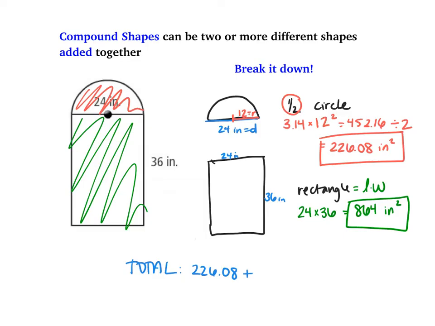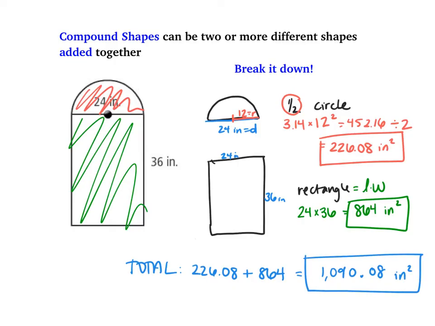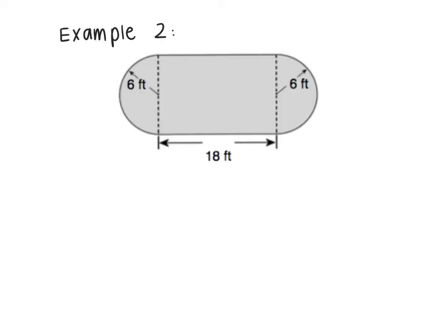So 226.08 plus 864. So my total area of the whole shape would be 1,090 and 8/100ths. So break it down into the pieces that you see and add those pieces together. Let's quickly do another example.